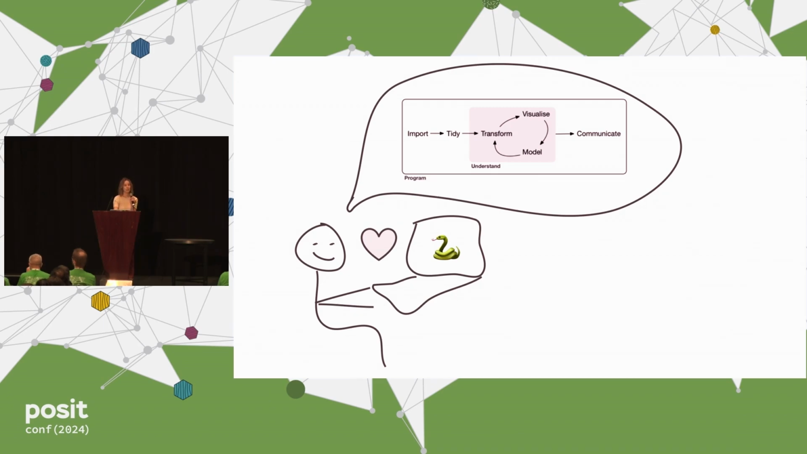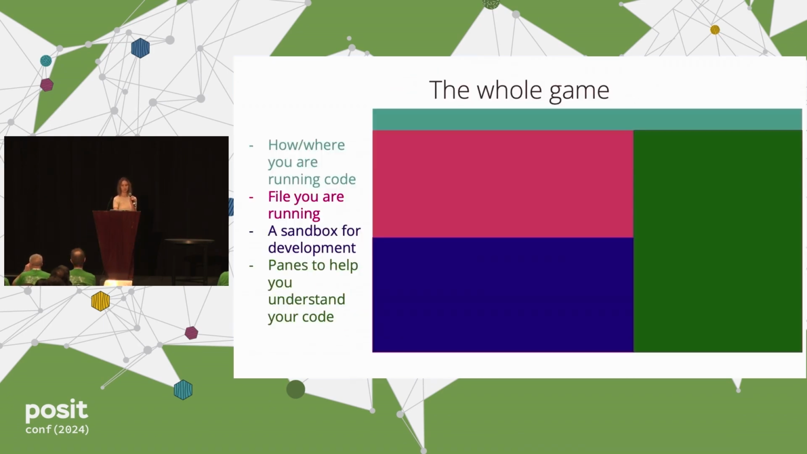So how does Positron support data scientists? As a whole, Positron is segmented into these different panes. Up top, you have where you are running code and how you're running code. There's a file that shows you the code that you are running, a sandbox for development, and over on the right-hand side, there's a bunch of different panes to help you explore the code that you're writing. It sets you up for success.